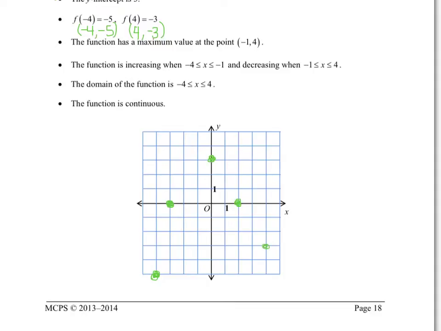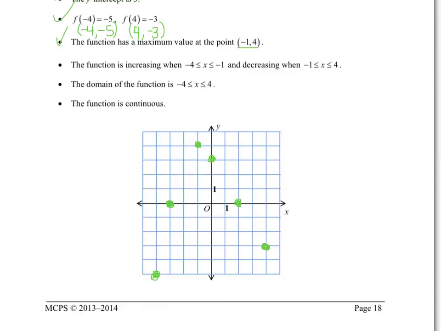And that's going to give me this point right here. So we've taken care of this. Next, the function has a maximum value at the point -1, 4. So I'm going to go over -1 and up 1, 2, 3, 4. And that is going to be my maximum point. Therefore, I know that I'm not going anything higher than this point. So we've taken care of that one.